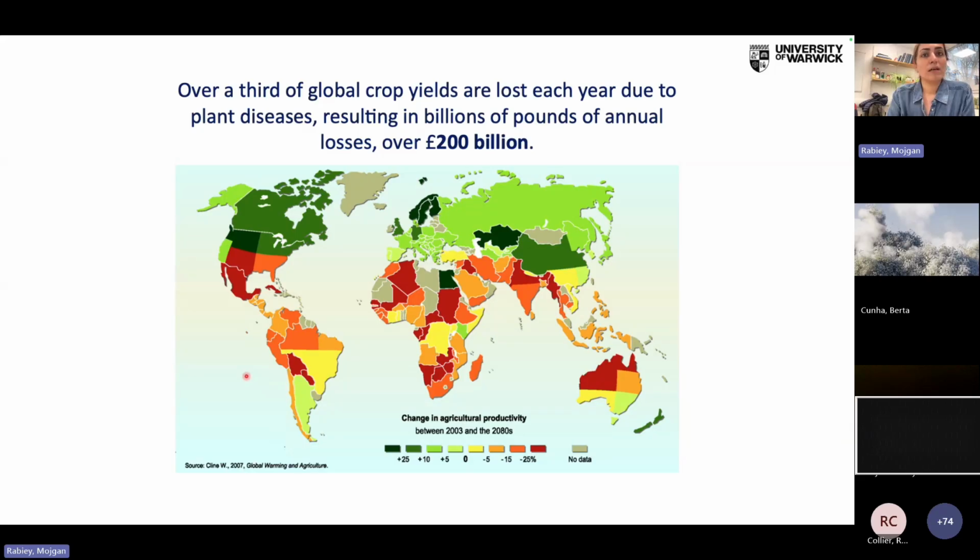We will see many crop losses, especially as the global population is increasing fast. We need to increase our food production by 70% by 2050 to be able to feed the global population. So it's more important than ever that we understand how we could manage and control our crop diseases.